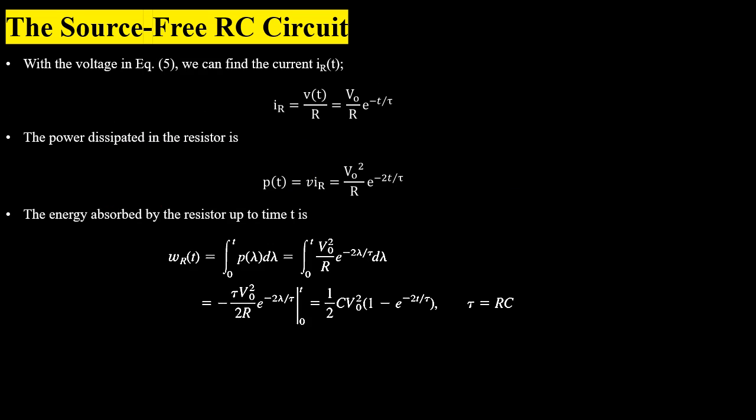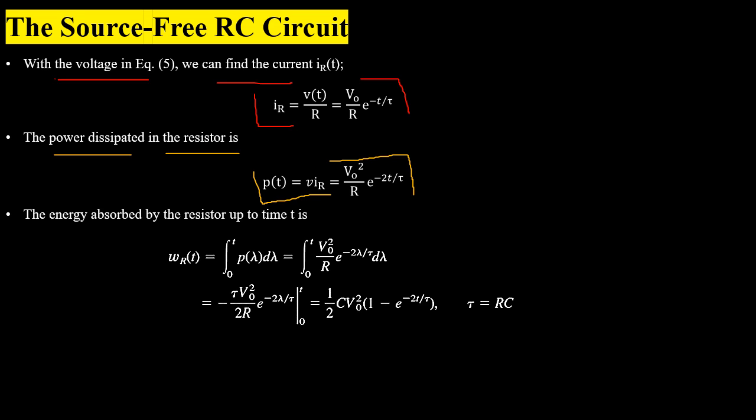Now from the previously obtained relation for voltage V of t, the current through the resistor is equal to voltage V of t divided by the resistance of the resistor. Substituting the value of V of t, the current will be equal to V0 over R times exponential power minus t divided by tau. And the power dissipated in the resistor will be equal to the product of the voltage across the resistor and the current passing through the resistor, which is V0 squared divided by R times exponential power minus 2t divided by tau.